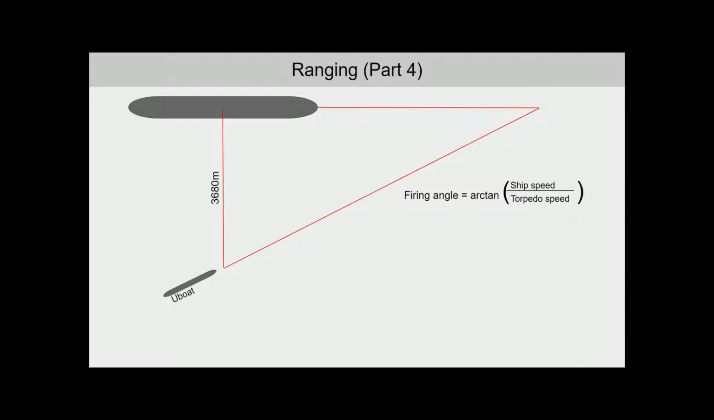The formula for a direct hit is firing angle equals arctan of ship speed over torpedo speed. This means that the firing angle equals arctan 10 over 16.2. The firing angle is 31 degrees. This means that U-756 would have to fire 31 degrees ahead of its target to hit amidships.